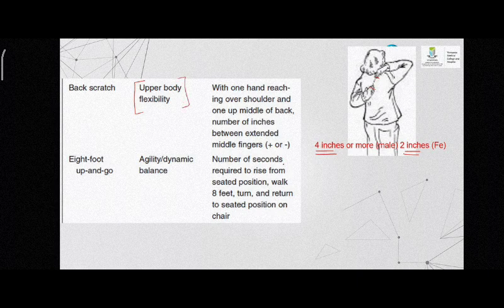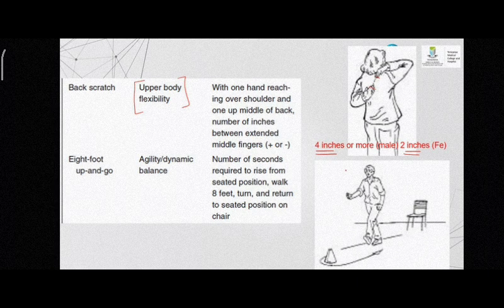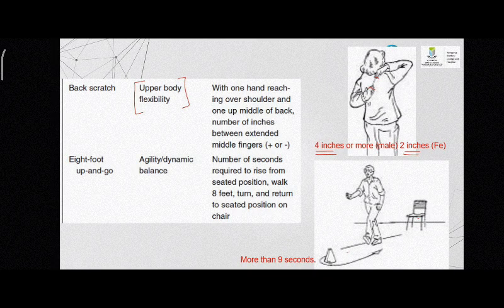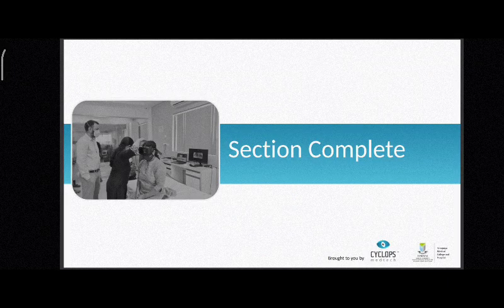And the last will be, we will ask the patient to stand from a sitting chair, walk 8 feet, take a 180-degree turn, and then go and sit. If he takes more than 8 or 9 seconds from sitting to sitting again, then the agility or the dynamic balance is not good for the patient. So this was the screening and assessment part for vestibular patients. Now this section is complete.